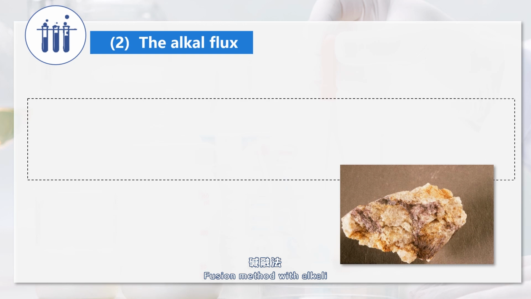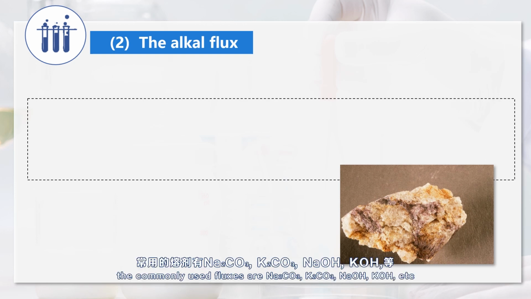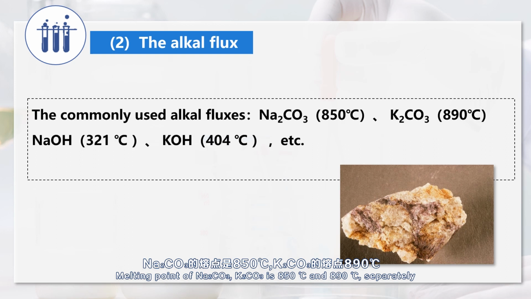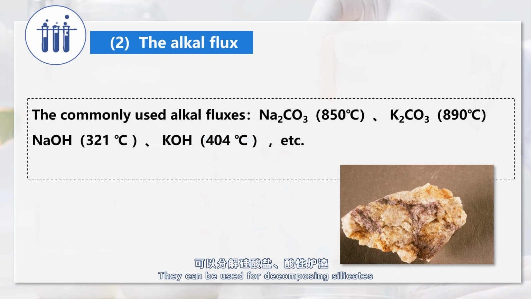Fusion method with alkali. Commonly used fluxes are sodium carbonate, potassium carbonate, sodium hydroxide, potassium hydroxide, and so on. Melting point of sodium carbonate and potassium carbonate is 850 and 890 centigrade separately. They can be used for decomposing silicates and acid slag in platinum and porcelain dishes.